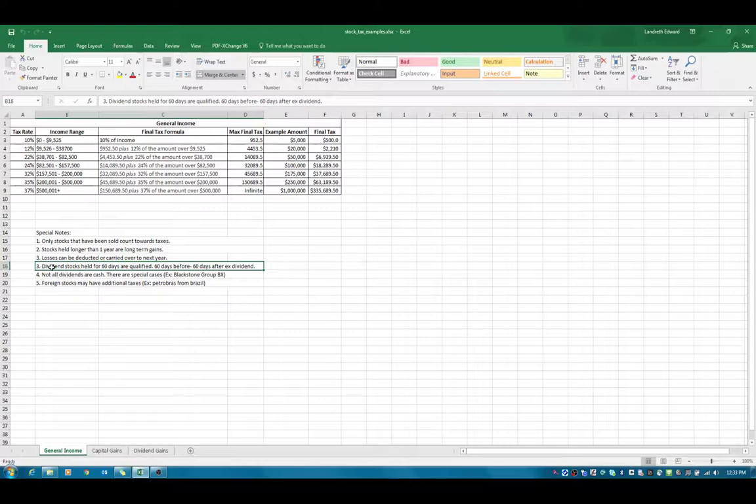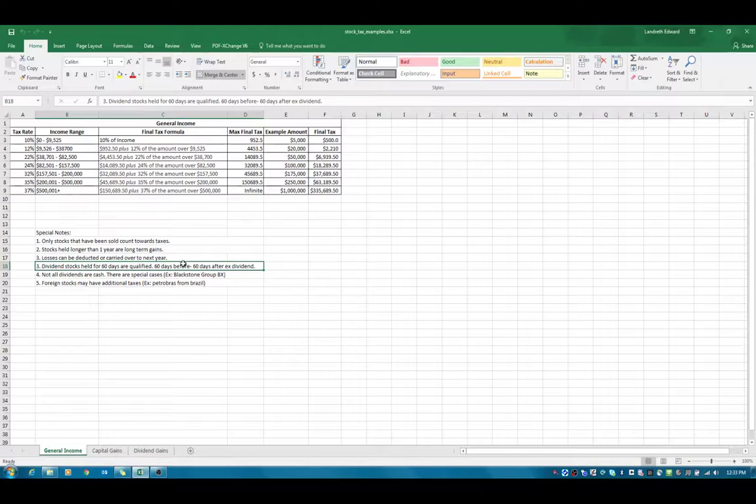Anyways, dividend stocks held for 60 days are qualified, and 60 days before or after the ex-dividend date is what that means. So basically, this is a dividend version of your long-term tax gains. So if you hold a stock for over a year, then you get a long-term tax gain when you sell it. If you hold a stock for more than 60 days for a dividend, then it's also taxed at a lower rate. So both of those long-term holds give you lower tax rates.